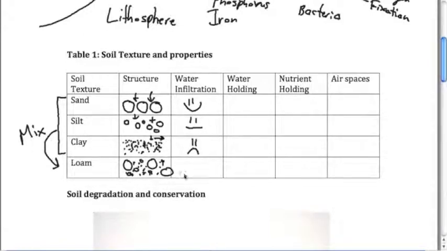And then loam is also pretty good at taking in water. It can hold some, but it doesn't filter in quite as well as sand.